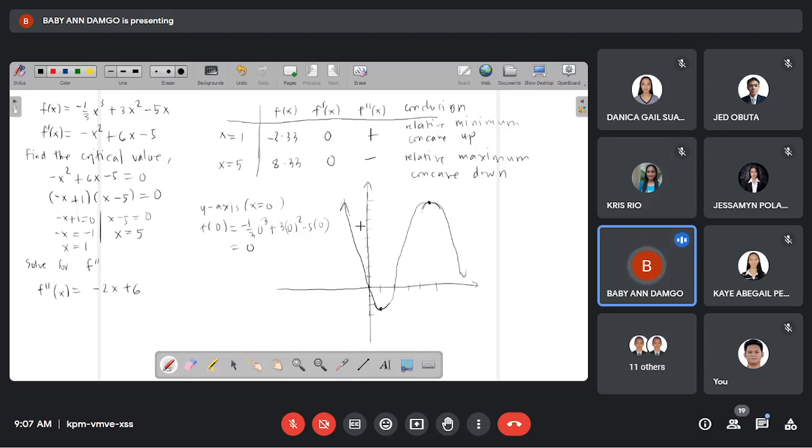So this is the form of the graph of negative 1/3 x cubed plus 3x squared minus 5x.